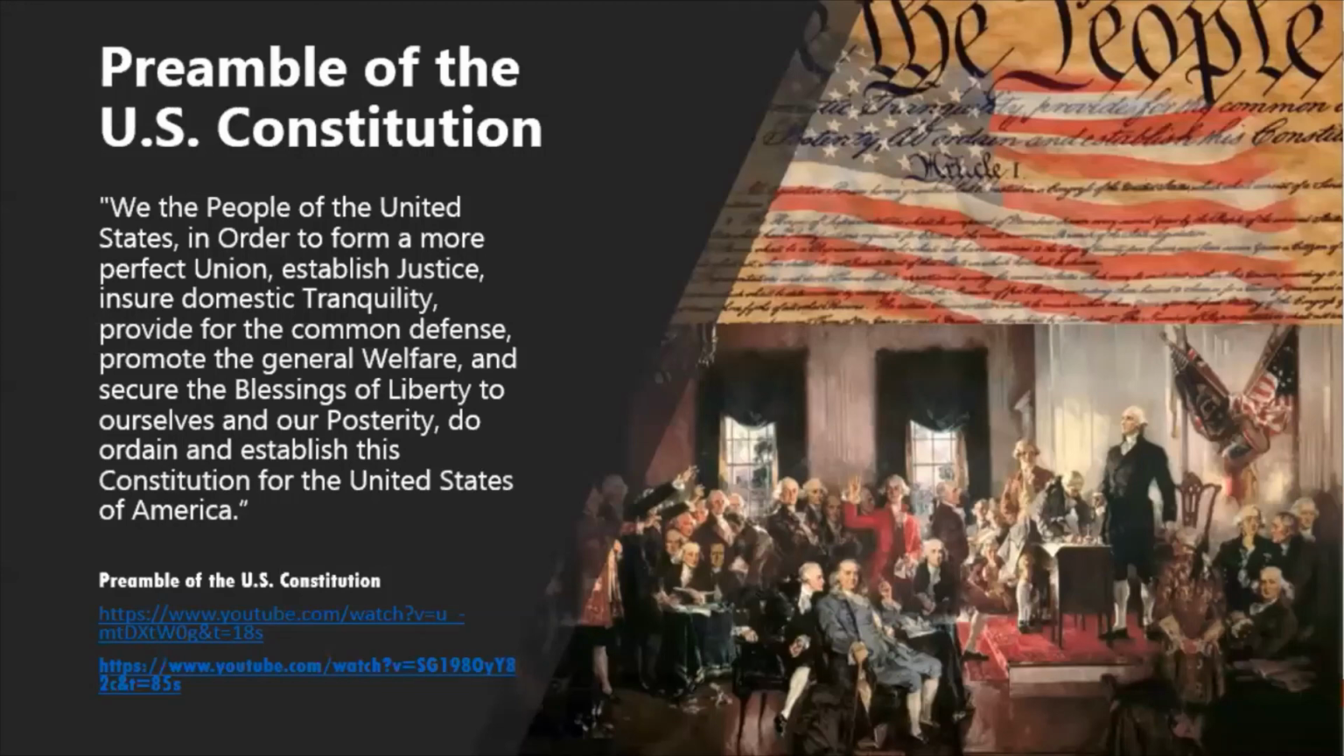Preamble of the U.S. Constitution. We, the people of the United States, in order to form a more perfect union, establish justice, ensure domestic tranquility, provide for the common defense, promote the general welfare, and secure the blessings of liberty to ourselves and our posterity, do ordain and establish this Constitution for the United States of America.